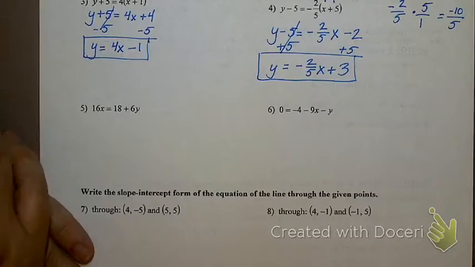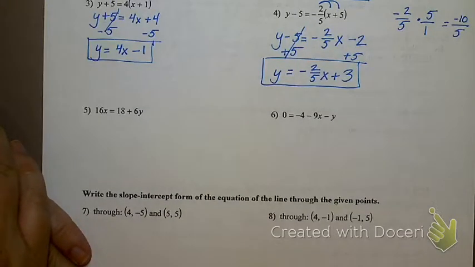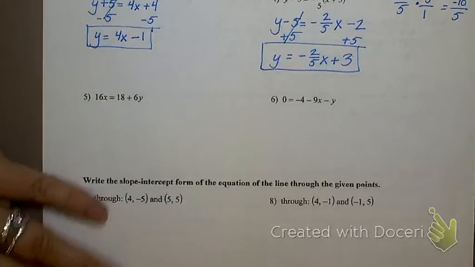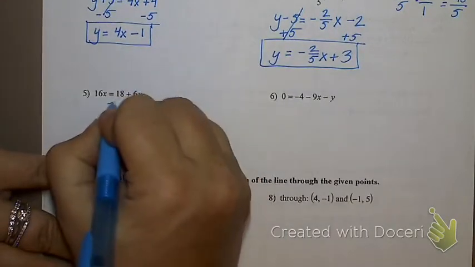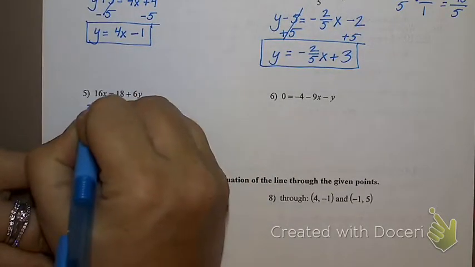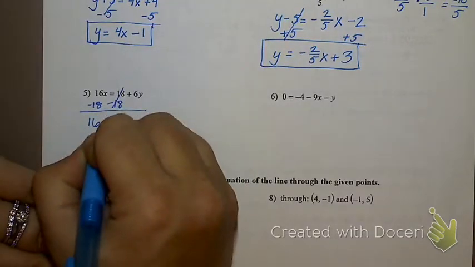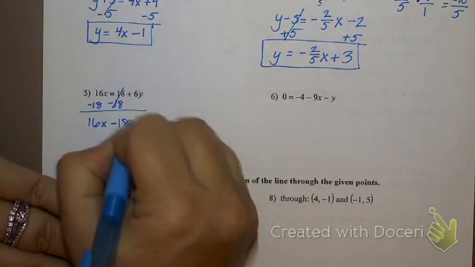Does it matter if you get y by itself on the left or on the right side of the equal sign? No, it doesn't matter. So what should I do in number 5? Subtract 18. So that gives me what? 16x minus 18 equals what?